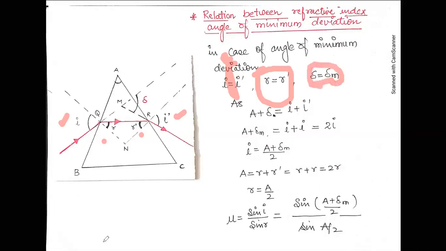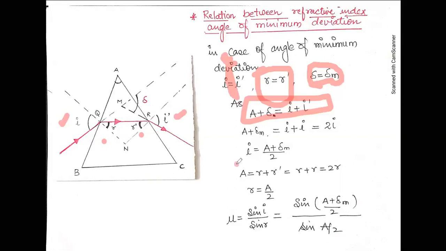Now, in the previous slide, we already proved that A plus delta equals I plus I dash. As per the condition, when I equals I dash and R equals R dash, delta becomes the angle of minimum deviation. So we replace this delta with delta minimum, and we get A plus delta minimum equals 2I, and ultimately we get I equals A plus delta m by 2.